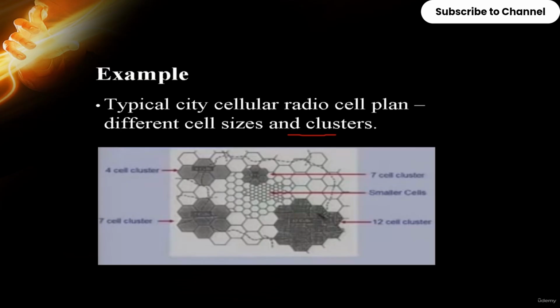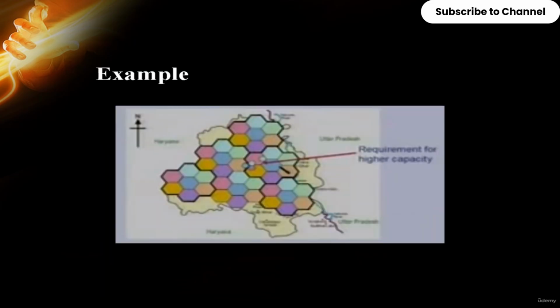In this, a given city is divided into seven cells, and here there are very small cells. Here there is a total of 12 cell sectors, a cluster of 7 cells, and a cluster of 4 cells. Likewise, based on the need of the particular area, the cells are utilized for cellular radio communication. Here is another example, the requirement of higher capacity: bigger cells are further divided into smaller cells based on the particular necessity.